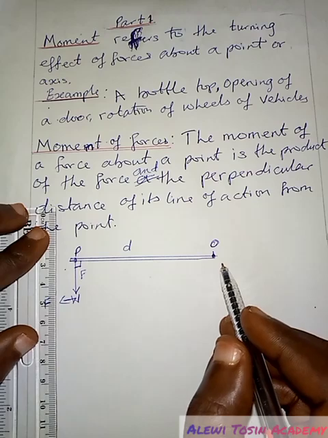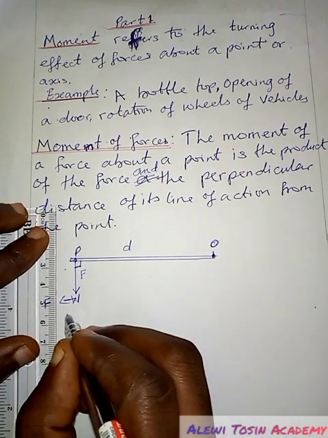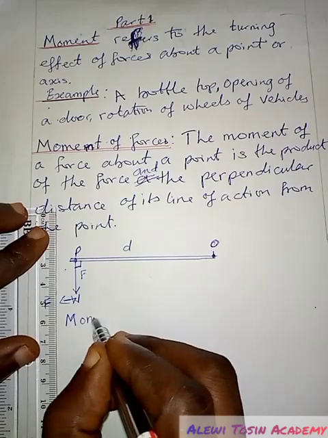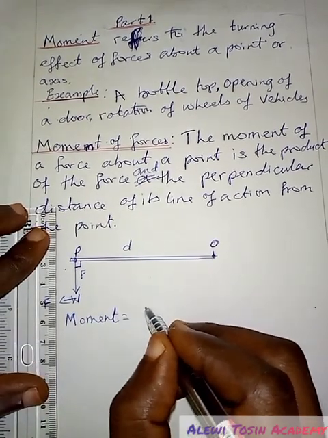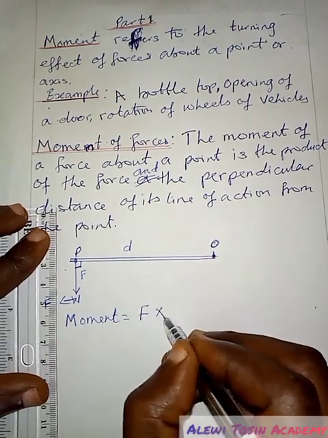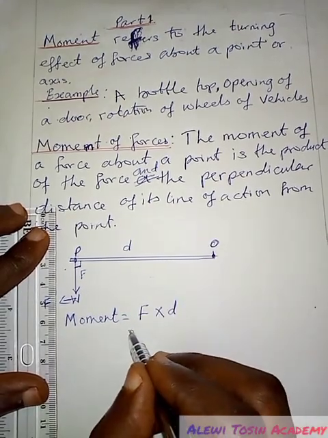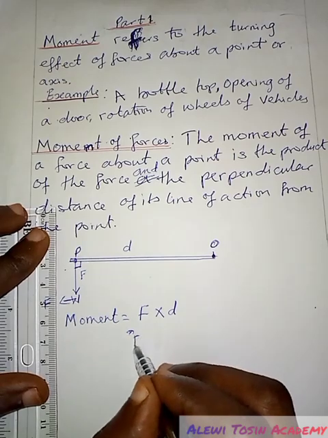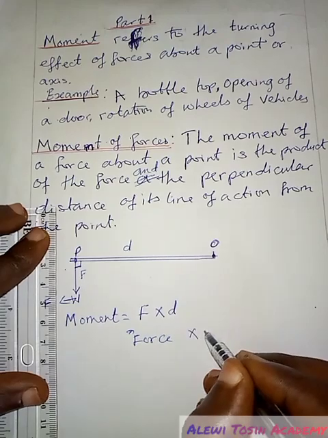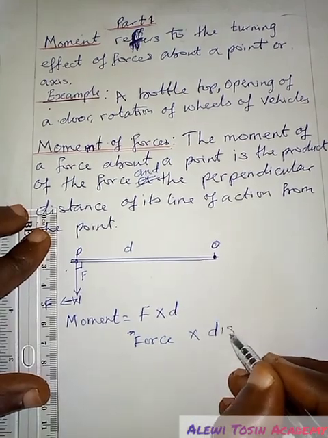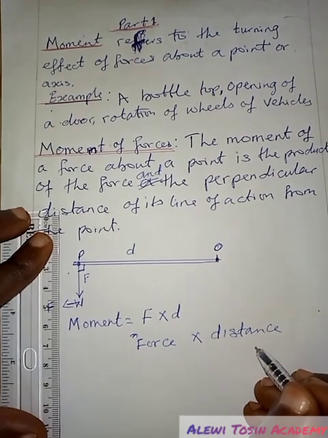So with this now, we can say that our moment of force is equal to F times D. That is force times the perpendicular distance.